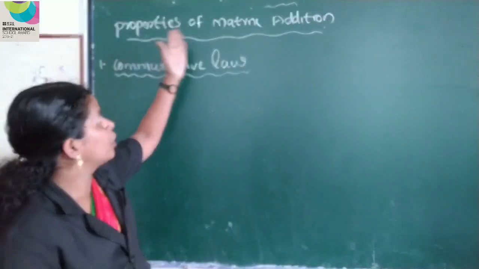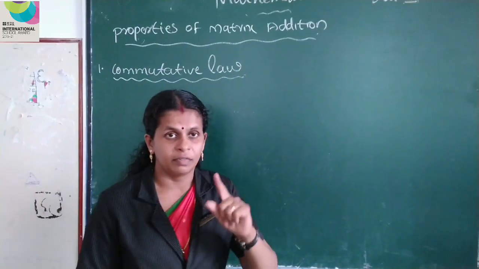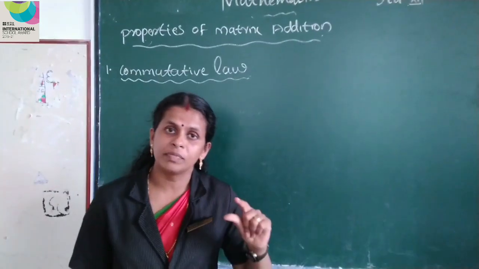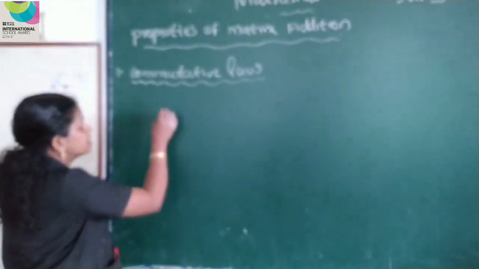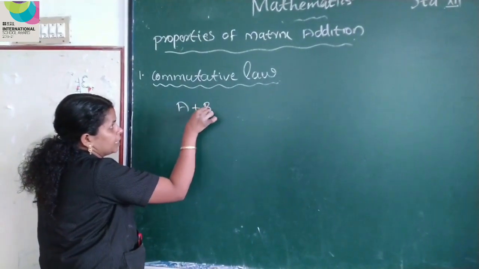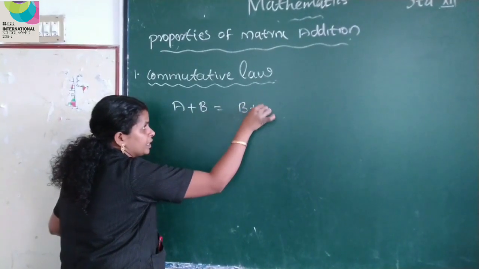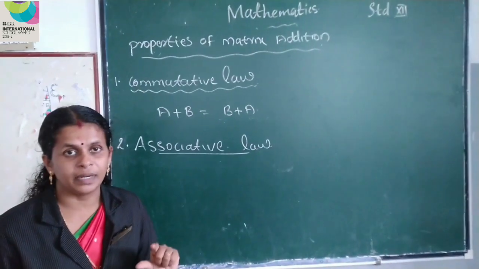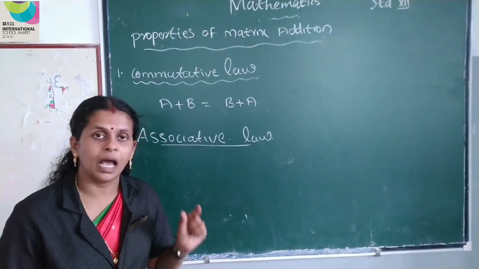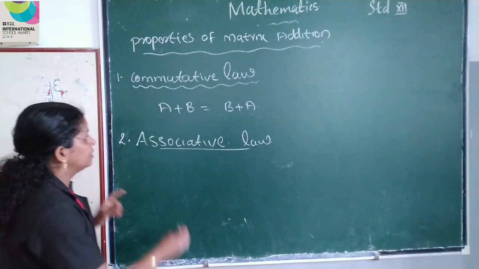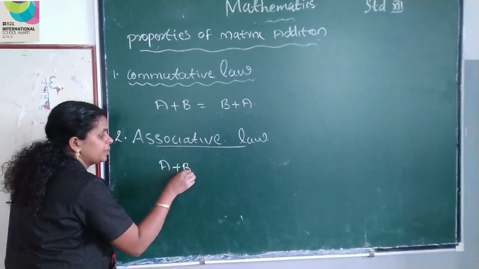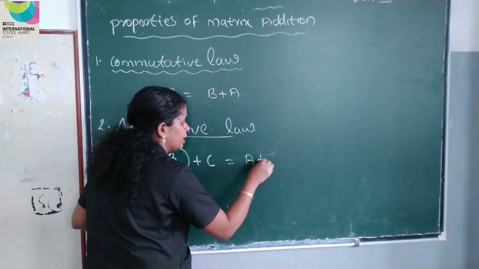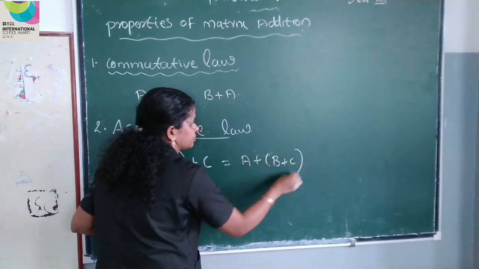Next topic is properties of matrix addition. First one, commutative law. For any two matrices A and B of the same order, A plus B equal to B plus A. Second one is associative law. For any three matrices A, B and C of the same order, (A plus B) plus C equal to A plus (B plus C).